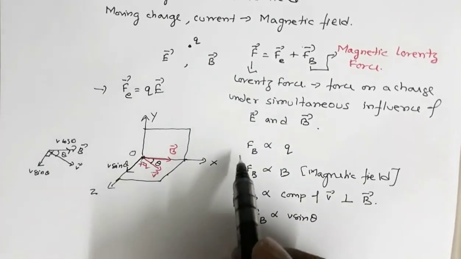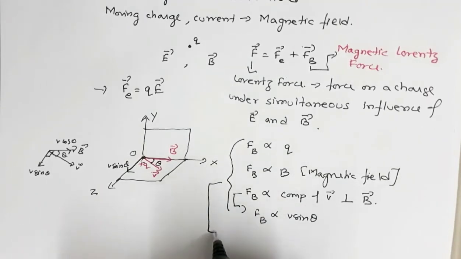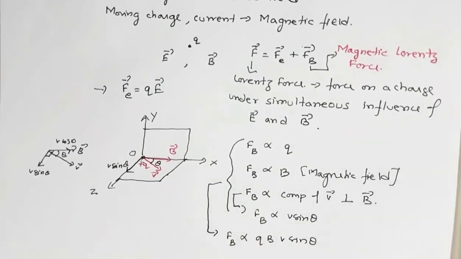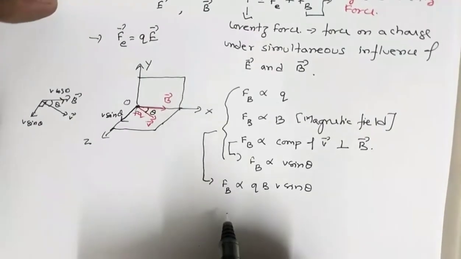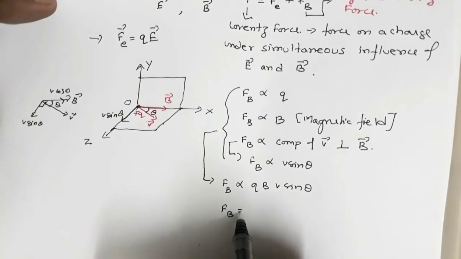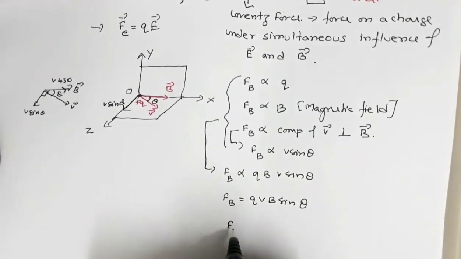Okay. Now this was experimental observation, and from combining all these results we get FB, the magnetic Lorentz force, proportional to QB into V sin theta. Now this proportionality constant appears to be 1, so this term FB can be written as QVB sin theta, and in vector form this is written as FB equals Q V cross B.